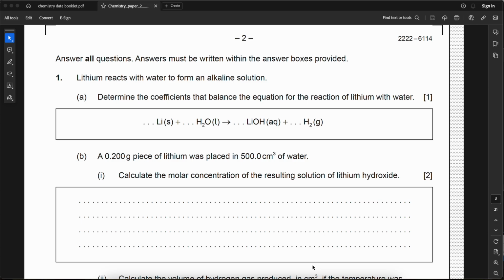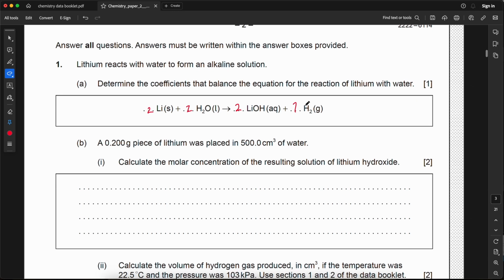Lithium reacts with water to form an alkaline solution. Determine the coefficient that balances the equation for the reaction of lithium with water. Okay, so we have 1 H here and 2 H here. So therefore, the total is 3, but here is 2. So let's make it 4 by adding 2 right here. Therefore, the H will be 4. And Li will become 2, and now O becomes 2, and here O is also 2. H total is 4, and here it's also 4 if we add coefficient 1.